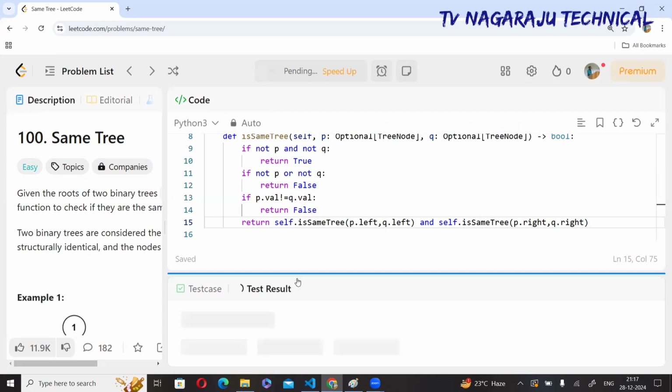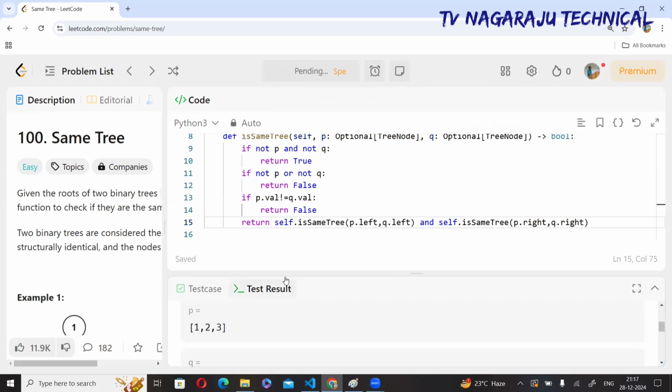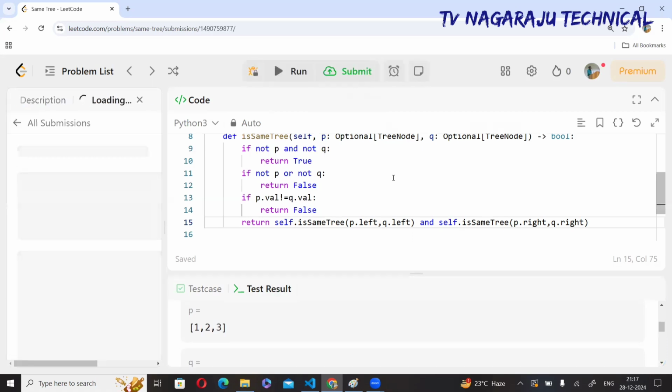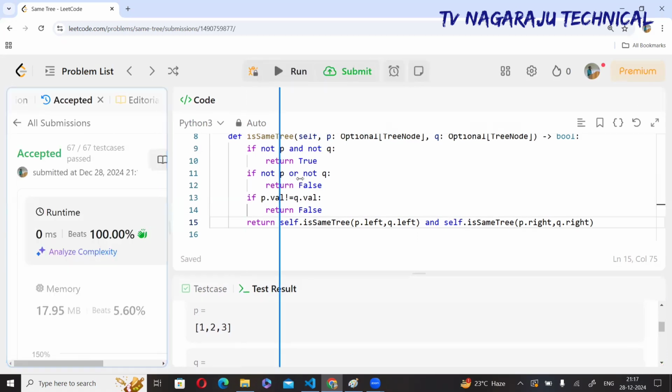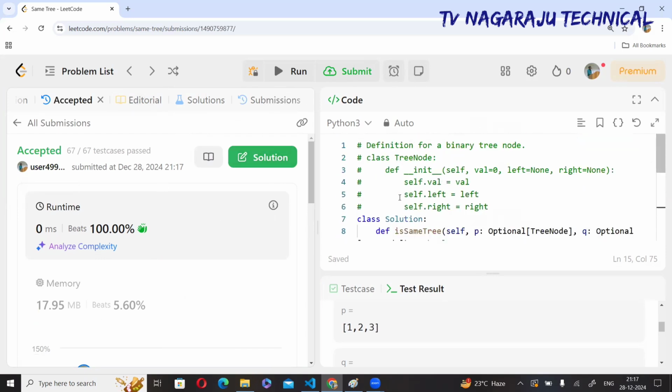Okay, now see, accepted. Now I will submit the answer. The test cases are accepted. Once I submitted, if everything is good, now observe, submitted and accepted, and it beats 100%. That means your program is efficient. Now you got the concept. This is the concept of checking whether two trees are the same or not. That is the end of this program. Thank you.